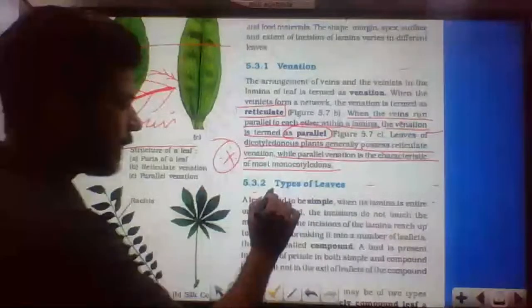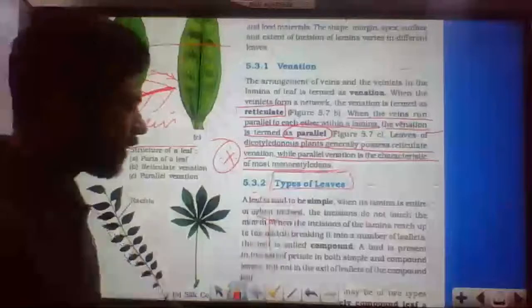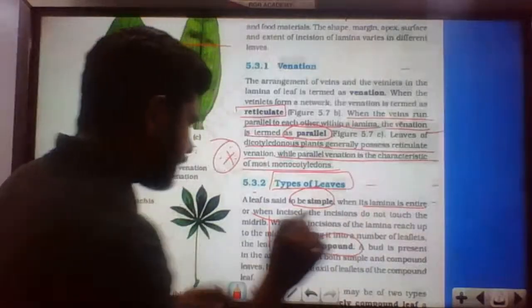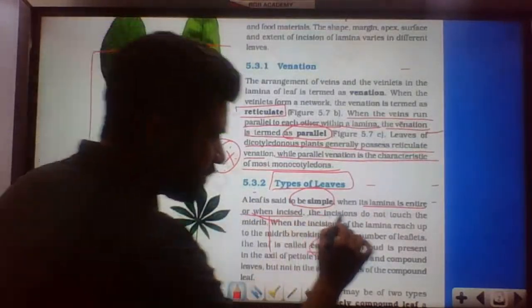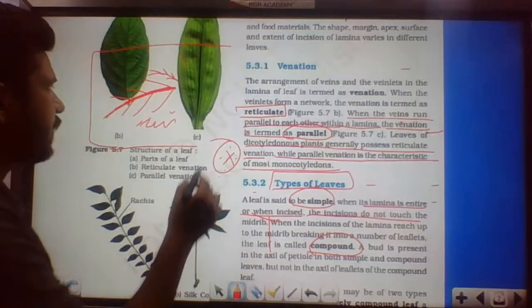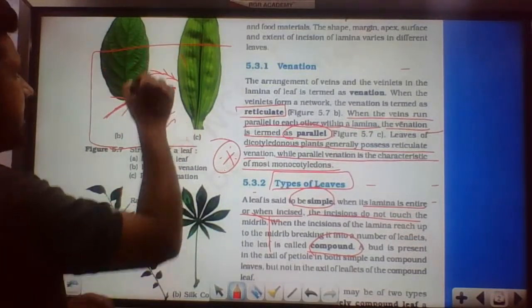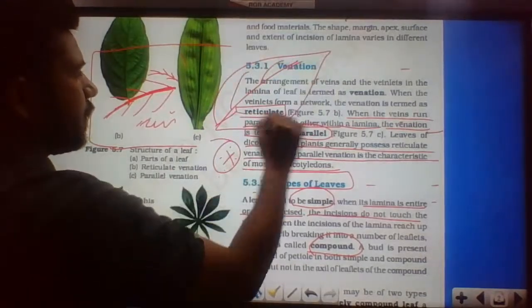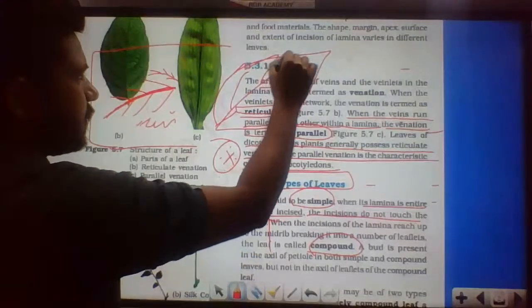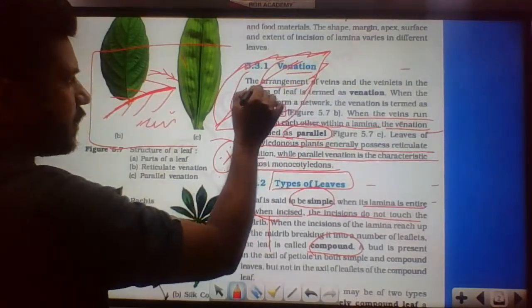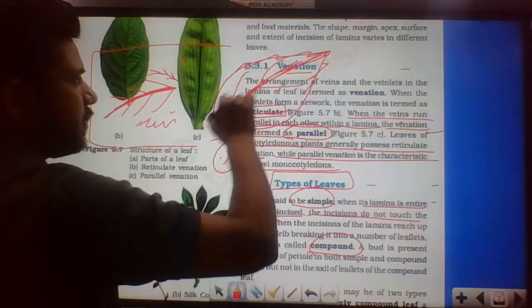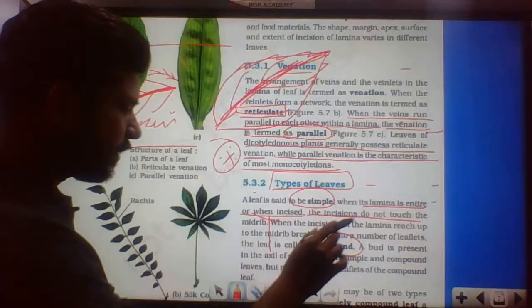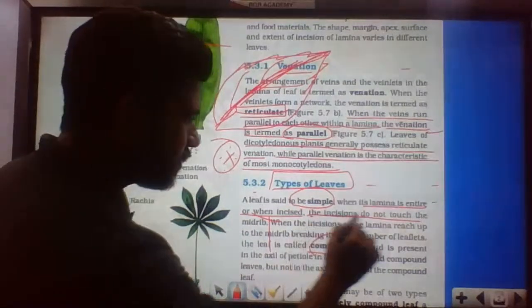The next one is types of leaves. So there are two types of leaves. One is simple, another compound. So simple leaves: when the lamina is entire or when incised, the incision does not touch the midrib. For example, assume this is the leaf. If the incisions take place in this region, they never touch the midrib. So this is the midrib, right? Those leaves are simple. They are simple leaves, and again the incision does not touch the midrib.